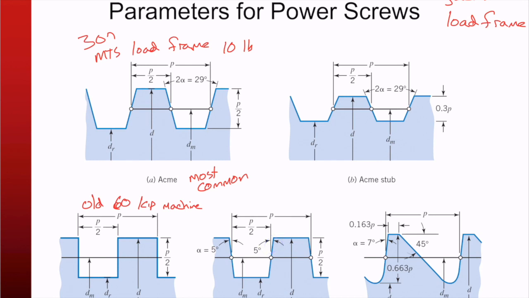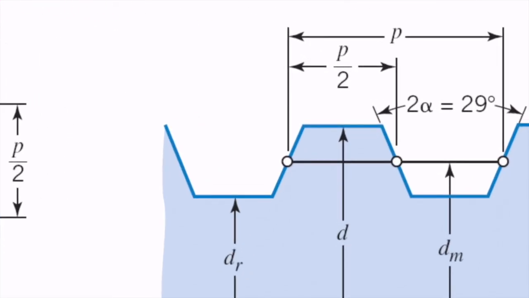We have Acme stub here. So one thing to note is that there's this angle alpha, right? And alpha is really, let's zoom in here a little bit. So this is, why does it keep going to pen? Eraser. So this is 1 alpha. This angle in here is 1 alpha, right?